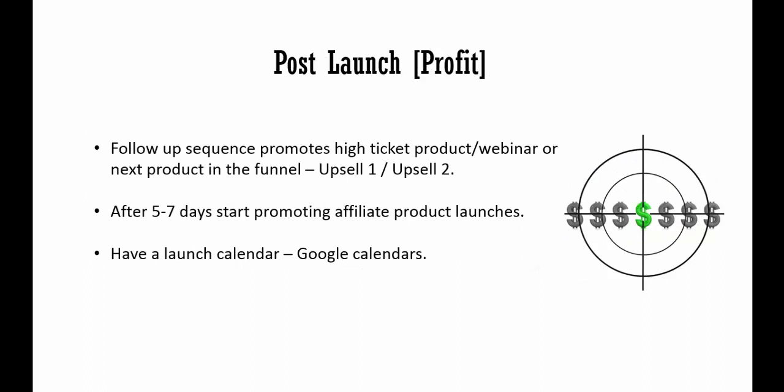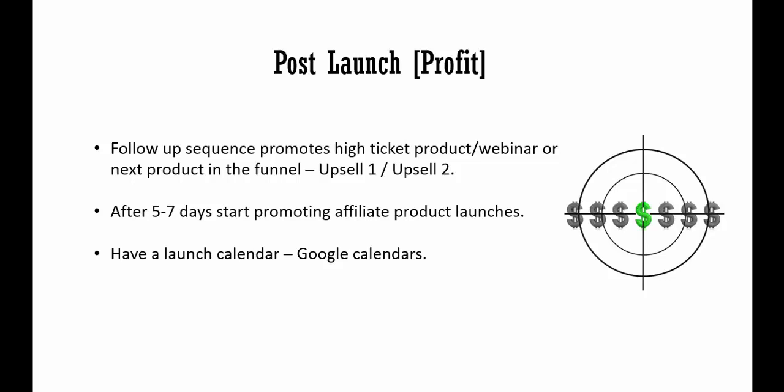Now the final slide is the profit. This is where the money comes in. So we covered this in the customer part, the follow-up sequence, promoting a high-ticket product or webinar and getting your customers through your funnel. We've already covered that bit, but it is really important. That is where your profit's going to come from. And then after 5 or 7 days after your follow-up sequence is finished, you can then start promoting affiliate product launches. So maybe for affiliates that have promoted you, you can support their launch.